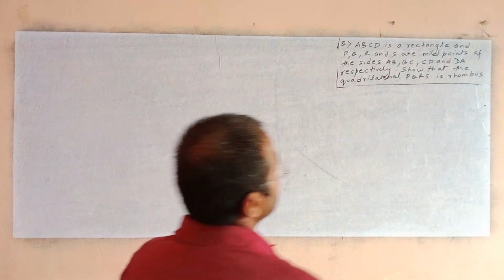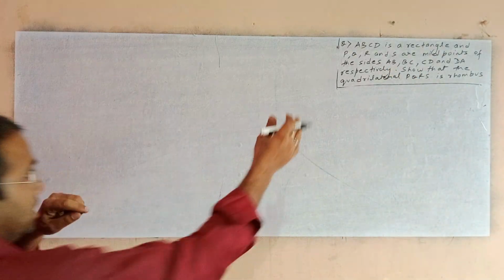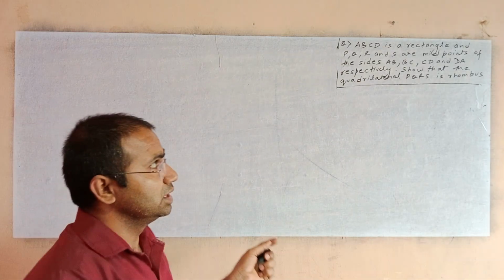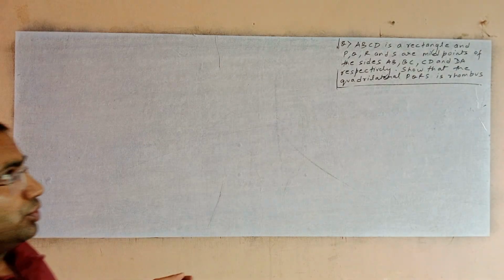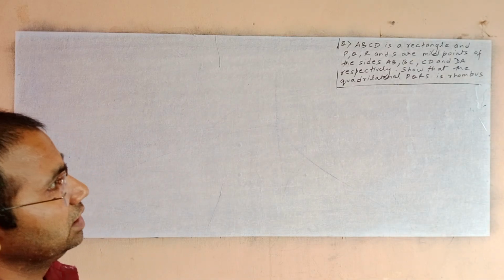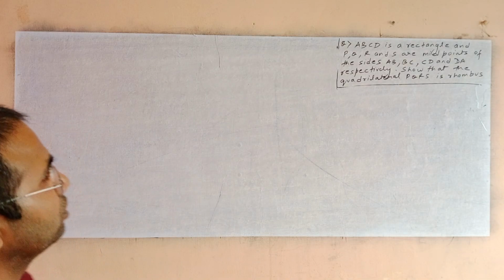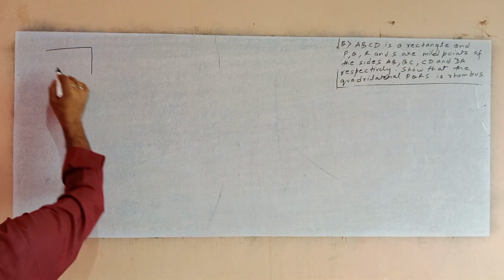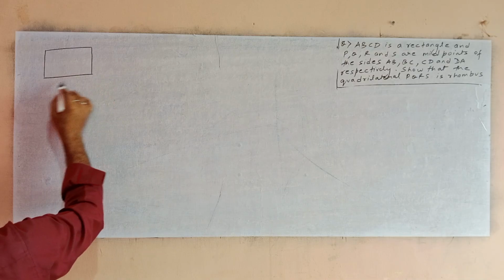Now see the next question. Next question is ABCD is a rectangle. Now this question is the opposite of the previous question. In the previous question, a rhombus was there. By joining the midpoints, you had to show the quadrilateral is a rectangle. Here a rectangle is there. You have to show a rhombus. So make here ABCD is a rectangle.